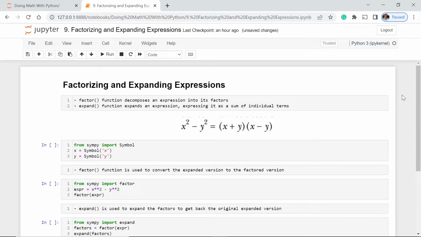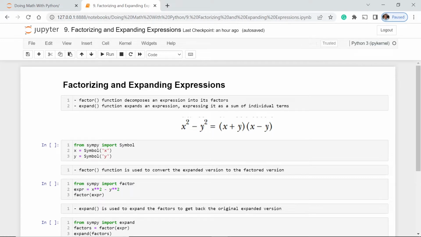Welcome to our course, Doing Math in Python. In this part of our course, we are going to learn how to factor and how to expand our expressions. In Python, we basically have two functions to use to factor and expand certain algebraic expressions. So what are these different functions?